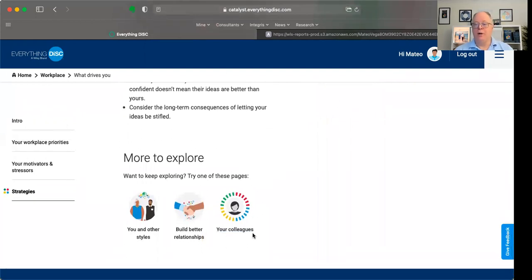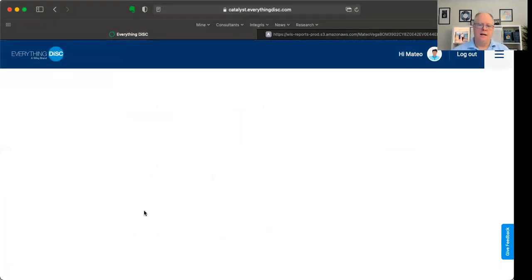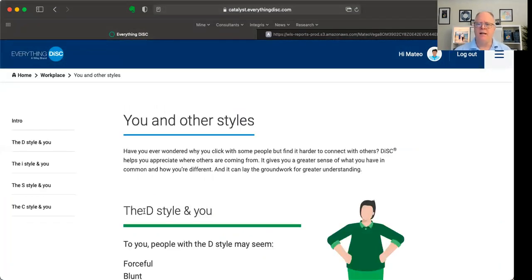Now, we do know that building our emotional intelligence is partly about getting to know ourselves better and being better able to manage our own emotions and the decisions we make out of that. But it's also about understanding others and understanding what happens with other people because we are all so very different. So the next thing Mateo might want to do is take a look at you and other styles.